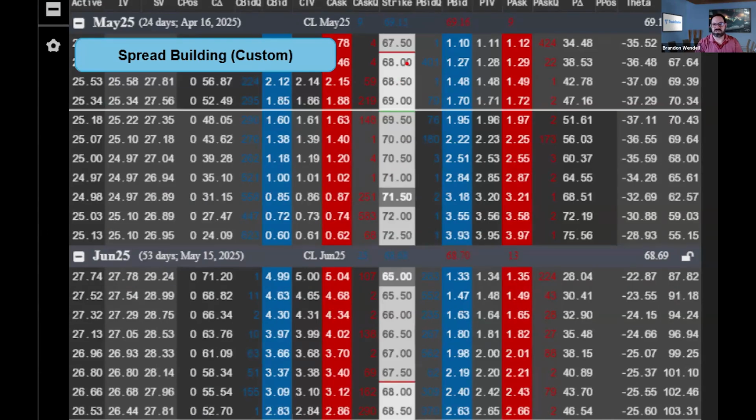So we have 68. Let's compare those just for right now. There's the 68 and the theta is 36.48. That's because we only have 24 days left until expiration. That means every single day that's going to lose $36 in value. Well, if I sold options, that would be my profit. Okay, now I won't get 100% of that because I have to buy another option that offsets that.